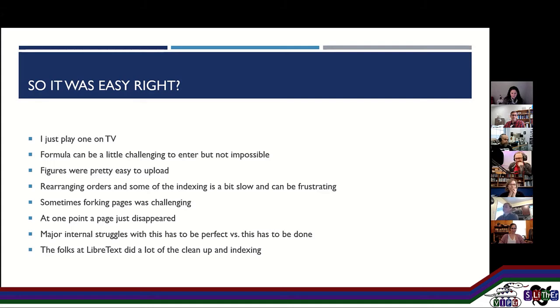At the end, I put it out there and magic happened. I don't know exactly how the magic happened, but someone at LibreText took responsibility.